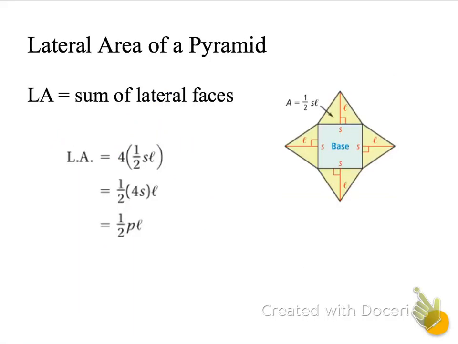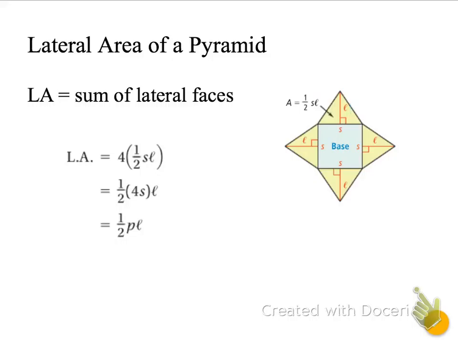So lateral area of a pyramid. Lateral area equals the sum of the lateral faces. So first off, we need to find the area of one of the lateral faces. Okay, so we would find the area of one, and then we'd multiply it by 4. To find the area of a triangle, you take 1/2 times the base times the height. In this situation, the base is s, and the height is l. So that's how we get our 1/2 times s times l.